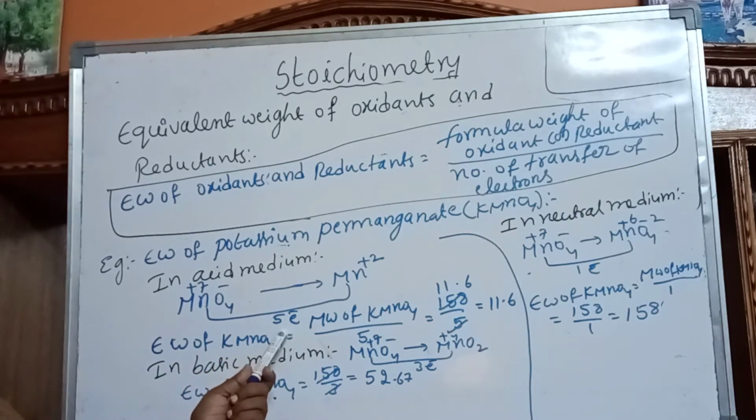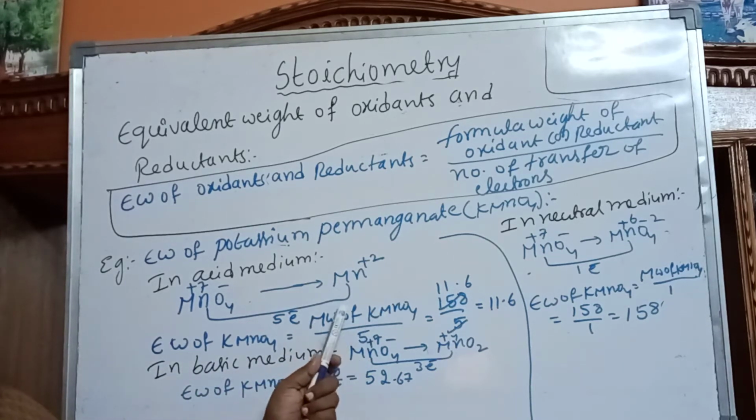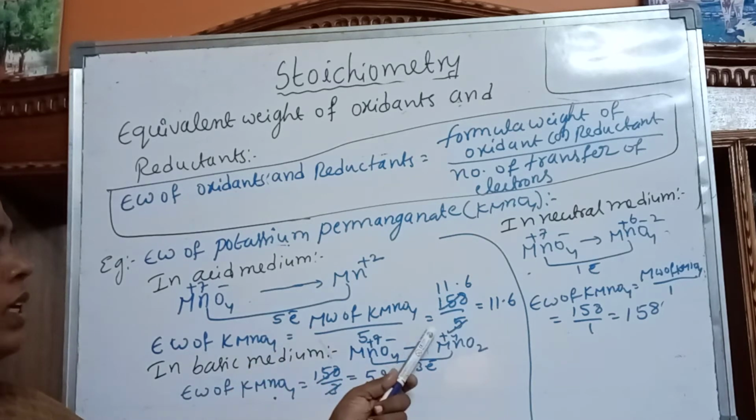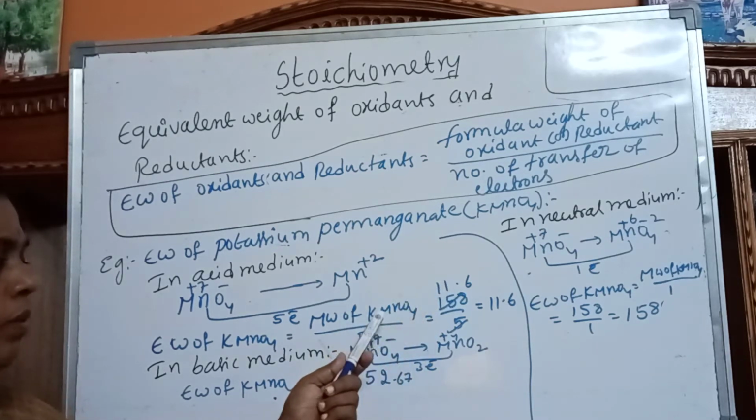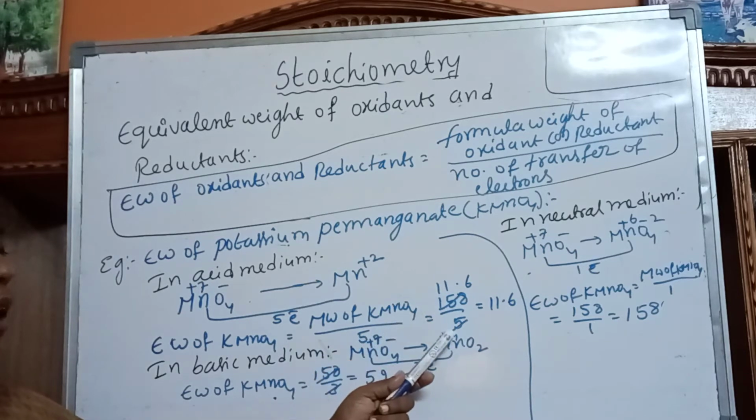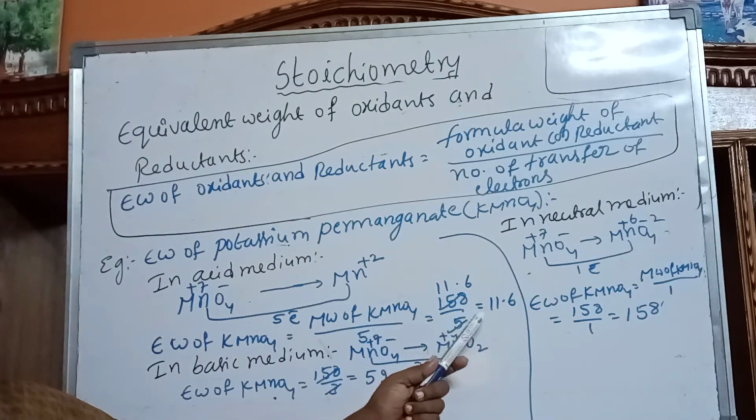So the equivalent weight of potassium permanganate is equal to the molecular weight of potassium permanganate by 5, because the number of electrons transferred is 5. The molecular weight of potassium permanganate is 158, known from its molecular formula, divided by 5. After calculation you will get 31.6. Okay, next, this is acidic medium; now basic medium.